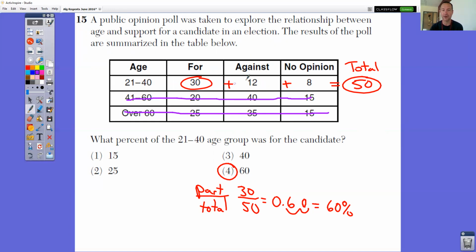So we've got to add up 30 plus 12 plus 8. The total is 50. The way that you find your percent is to do the part over the total. So 30 over 50, top divided by bottom, is 0.6. We need to make it into a percent, so move the decimal point 2 places to the right. So we get 60%, which is choice 4.